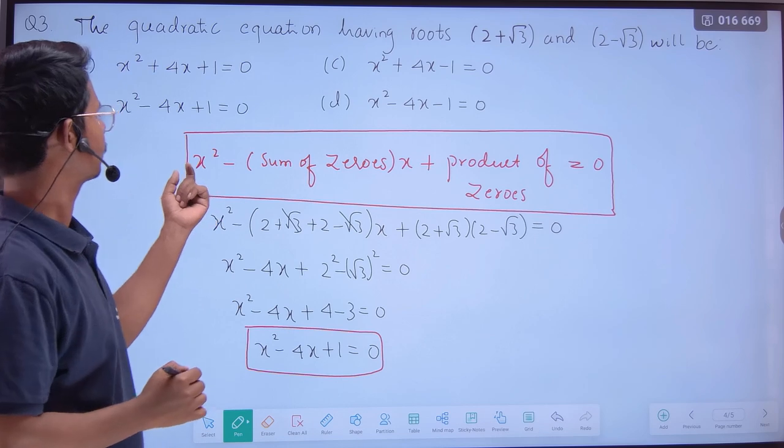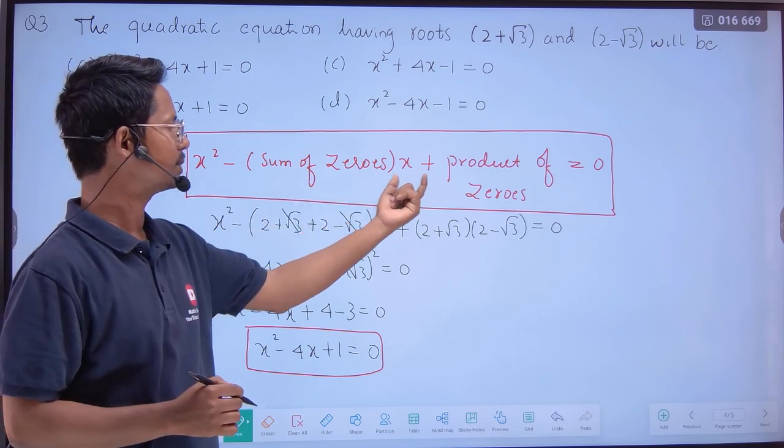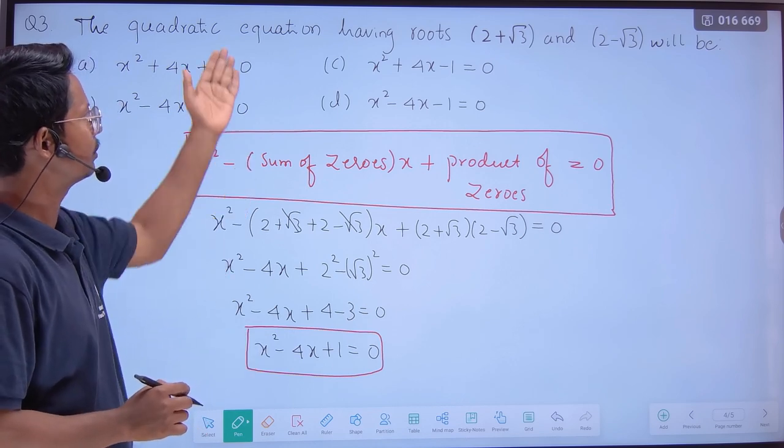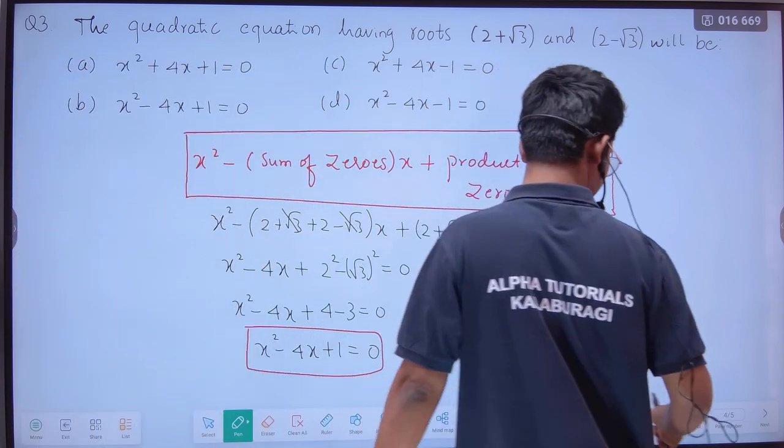Okay, x square minus the sum of zeros into x plus product of zeros equal to 0. So this you will get by using the zeros, the given roots.